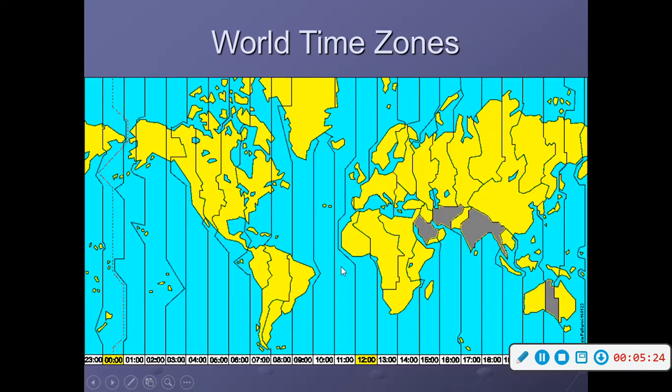All right, the world time zones. Greenwich Mean Time would be right here. Here's England, and here's the international dateline. Again, there are 24 time zones as you go around the globe, and that's the way it works.